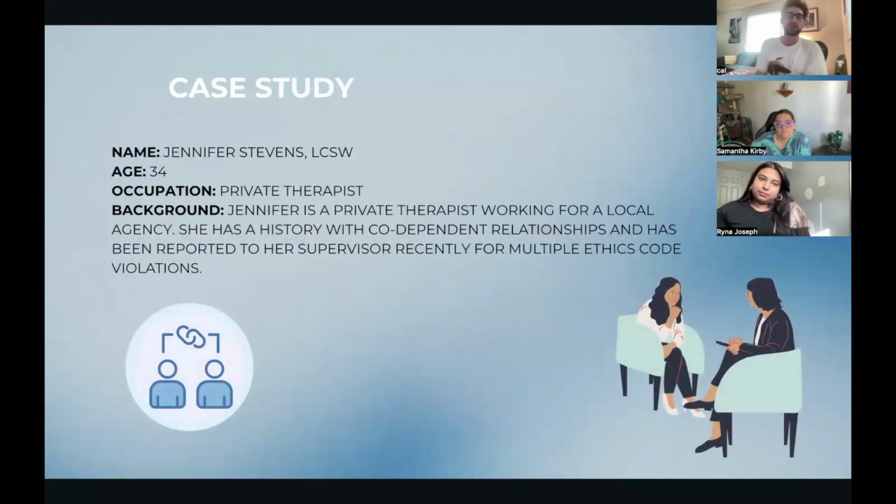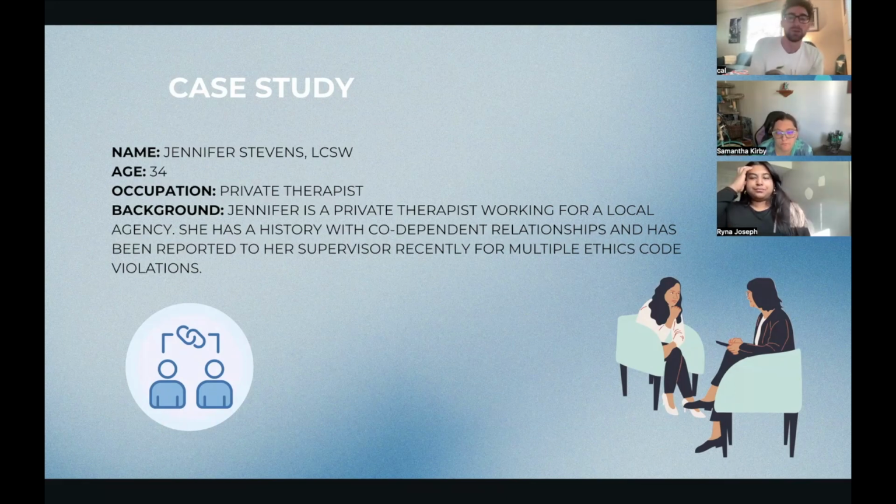So for our case study, we did a private therapist, Jennifer Stevens, LCSW. She's 34 years old, and she is working for a local agency. She has a history with codependent relationships, and has been reported to her supervisor recently for multiple ethics code violations. So in the case study, we're going to be examining these ethical dilemmas and applying the NASW Code of Ethics to them.